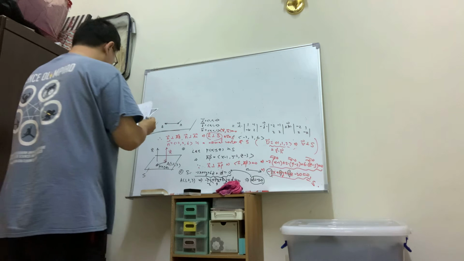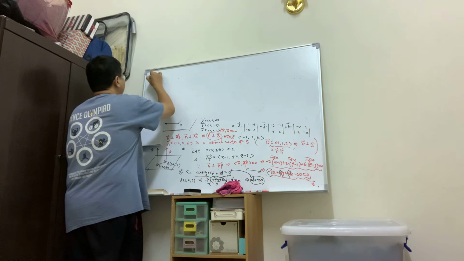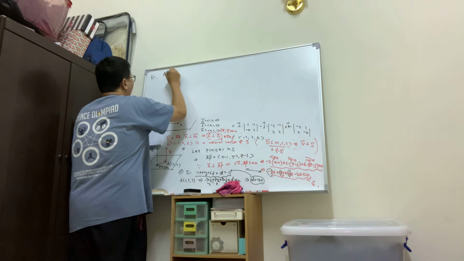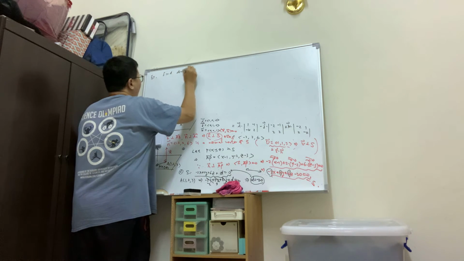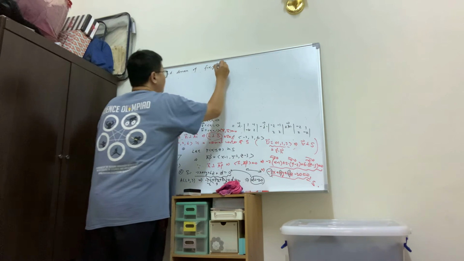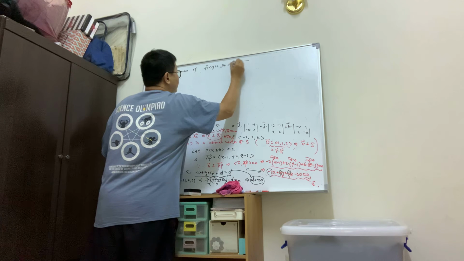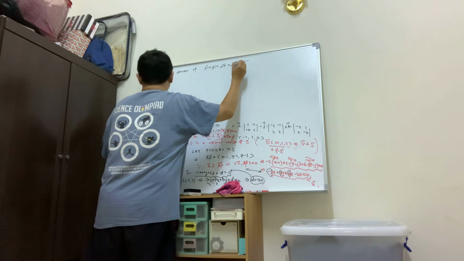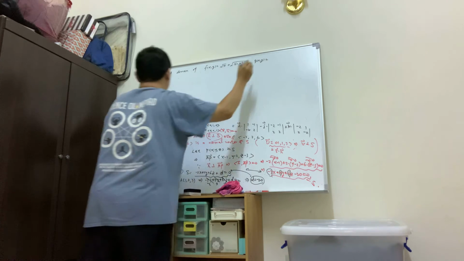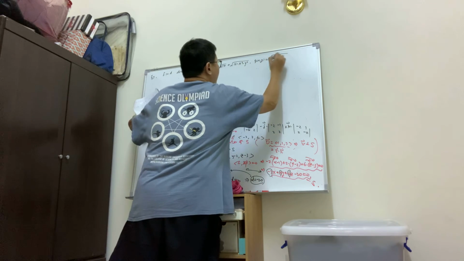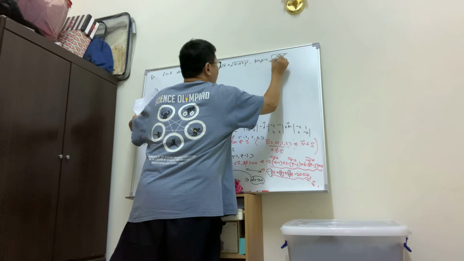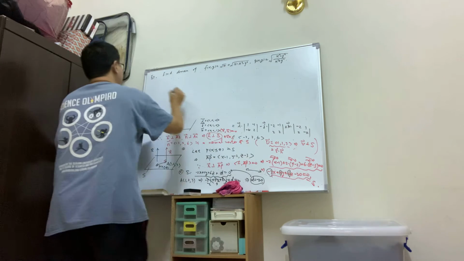Anyway, now let's read this question. We want to find the domain of f(x,y) equals square root of x plus square root of 16 subtract x squared subtract y squared, and g(x,y) equals square root of (x squared subtract y squared) over (x squared plus y squared).